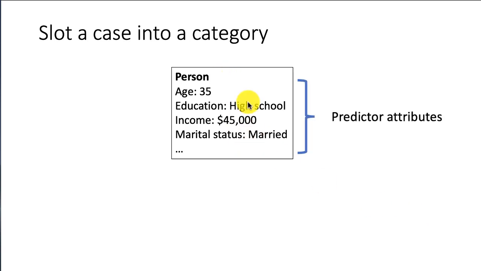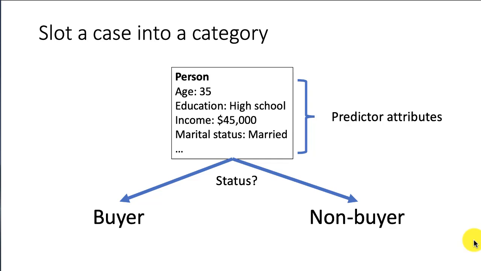So all of the attributes that we know that we plan to use, we call them predictor attributes. That is, based on the values of those attributes, we are going to make a prediction as to whether this person is going to buy or not. And therefore, that is talking about the status of the person, whether the person is going to be a buyer or a non-buyer. So that's a classical classification problem where you take a case and you just slot it into one of a small number of categories. Very often, you want to slot into one of two categories, but that's not required. It's possible that you may have 3 categories or even 10 categories.